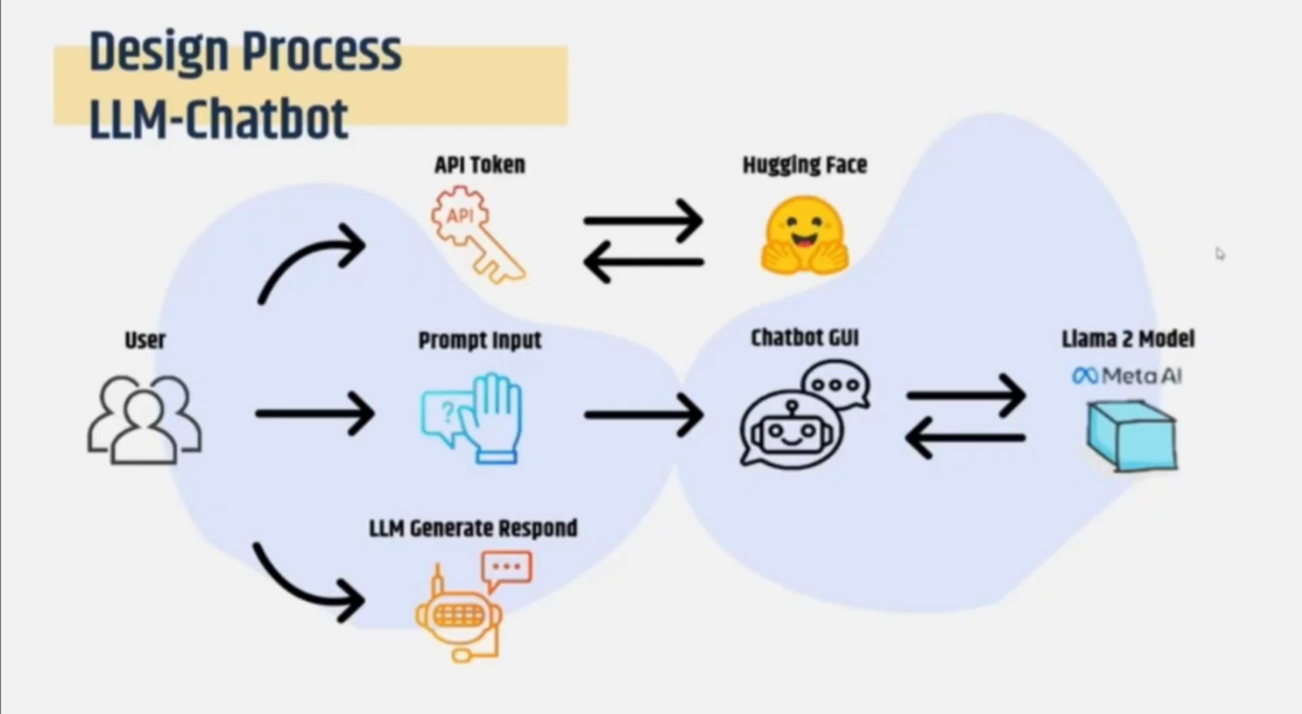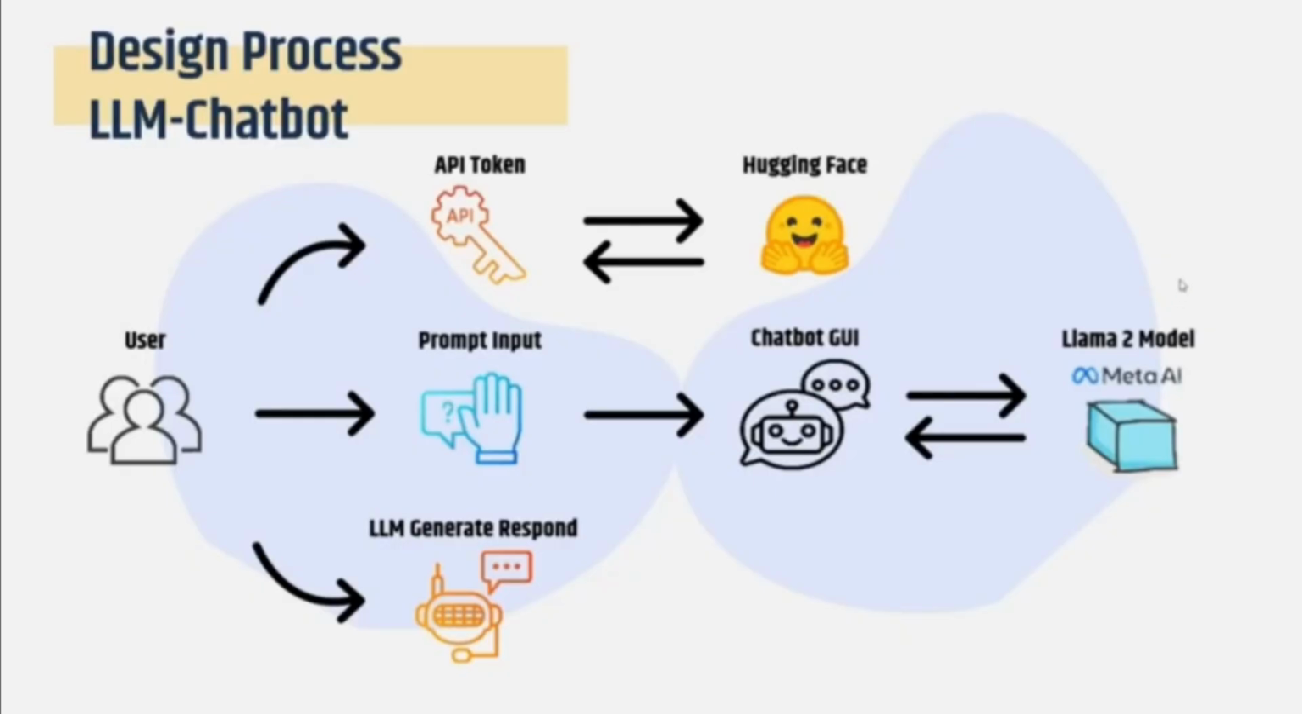The user interacts with the chatbot by providing prompts, for example a question, command, or statement, through a graphic user interface, which is short for GUI. The GUI is designed to be user-friendly, ensuring an intuitive and seamless experience for entering and viewing the interactions. The chatbot GUI connects to the Llama 2 model through an API token. This API token is obtained from Hugging Face, which is a popular platform for hosting and accessing AI models securely. The token ensures secure and authenticated access to enable the GUI to send the user prompt to the Llama 2 model for processing.